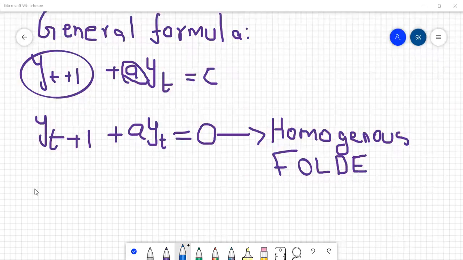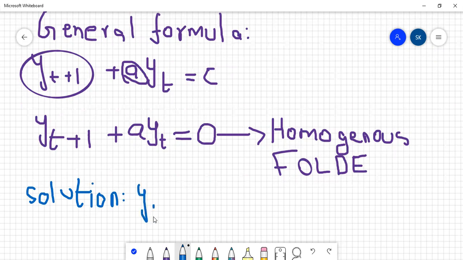So the solution of this equation, that is, the solution is... Now the solution of this equation will be y_t is equal to a into minus a raised to power t. Now, what is this implying? This is the general solution, basically.